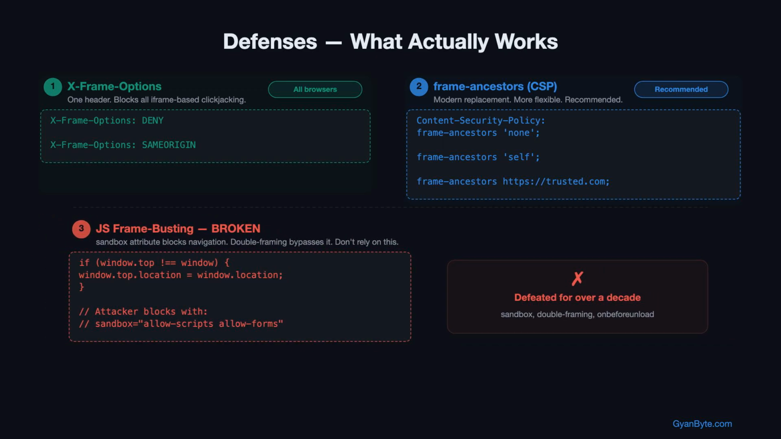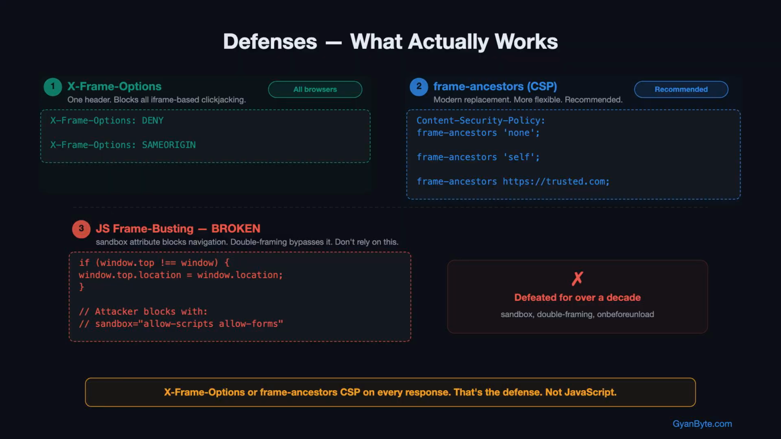What about JavaScript frame busting? The old approach, if window.top isn't window, navigate away. It doesn't work. The attacker adds sandbox equals allow scripts allow forms to the iframe. This blocks navigation. Or they use the onbeforeunload event to cancel it. Or double framing. JavaScript frame busting has been broken for years. Don't rely on it. X-Frame-Options or frame ancestors CSP. Set it on every response. That's the defense, not JavaScript.